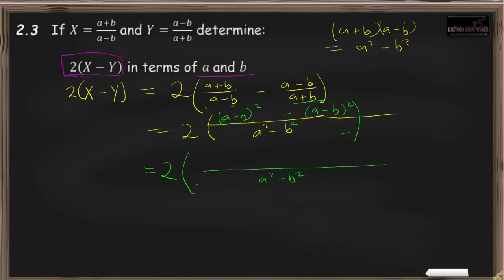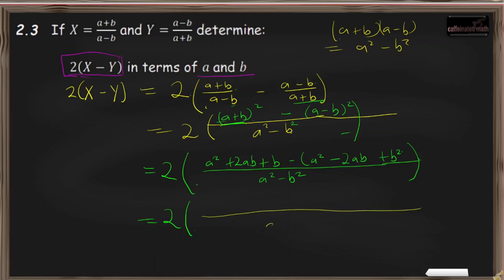Well, if we expand the first bracket, we'll have a squared plus 2ab plus b squared minus, open a bracket for safety's sake, and then we'll do this expansion, which is a squared minus 2ab plus b squared. Feel free to double check my expansions over there. In fact, I recommend it. Back to fraction, so we'll have a squared minus b squared as our denominator still.